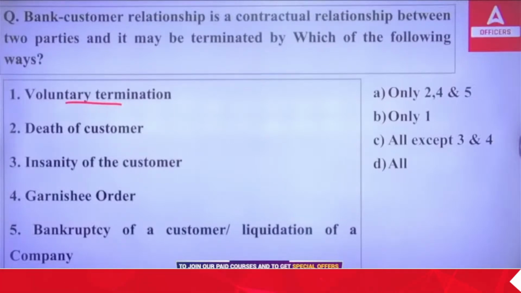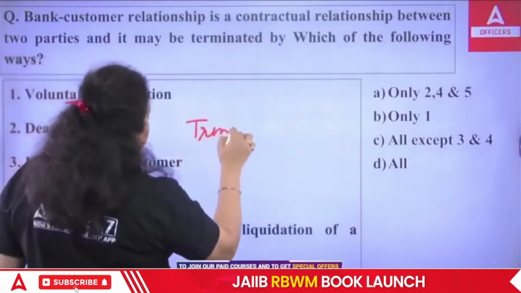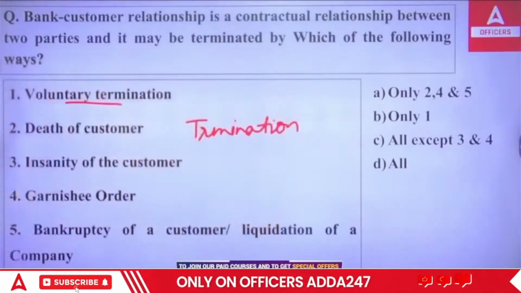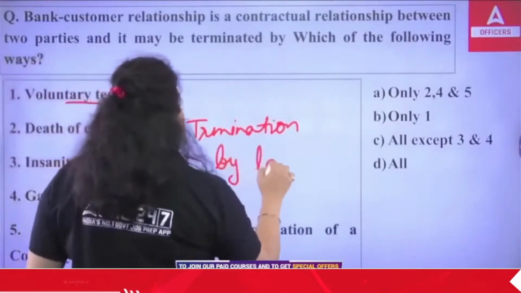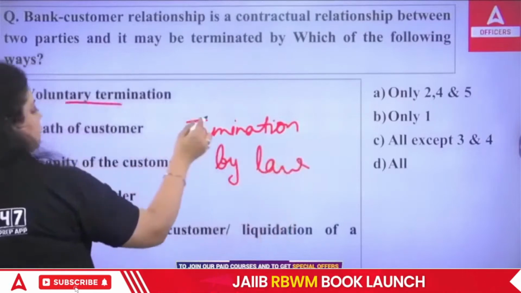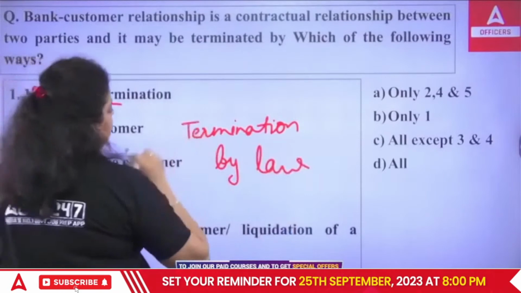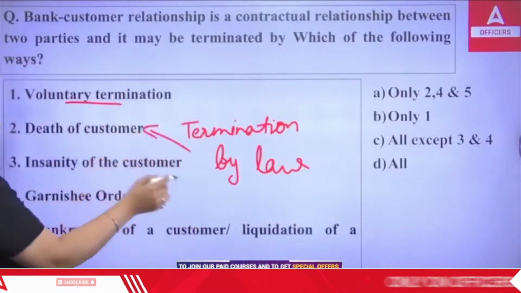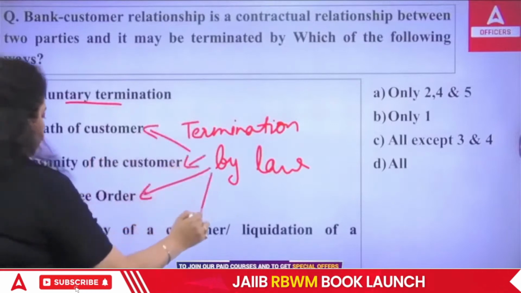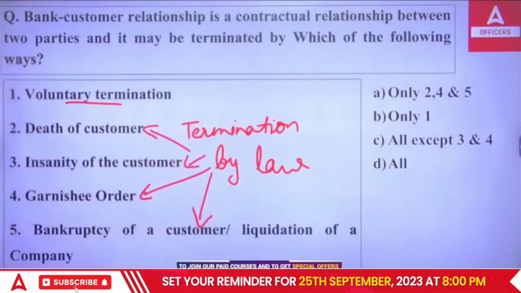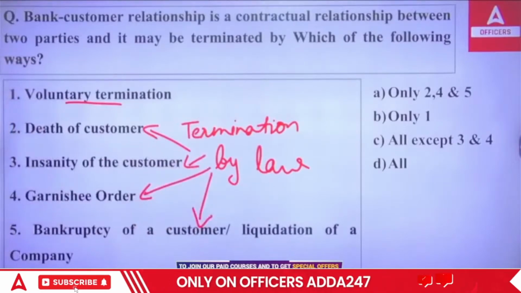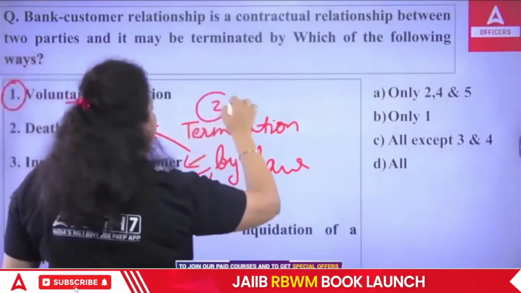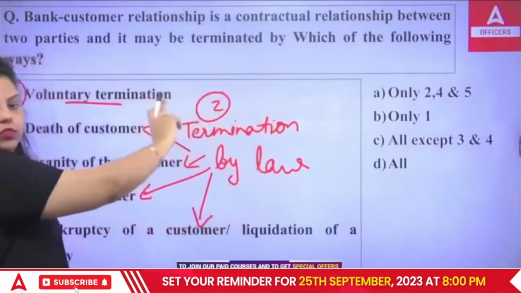Now, apart from that, the second way of termination of this contractual relationship between a banker and customer is termination by law. If done by law, it will be done in case of death of customer, insanity of the customer, garnishee order, bankruptcy of a customer, and liquidation of a company. All these will be part of termination by law. So there are two ways only. The first one is voluntary termination and the second one is termination by law. And termination by law will cover all these activities.